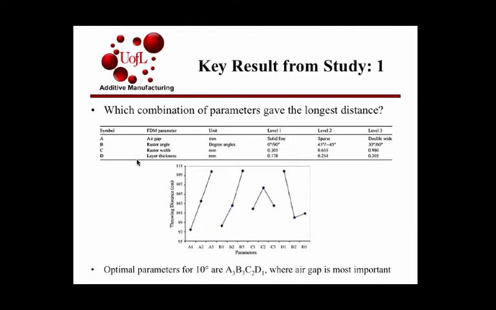And from this, they determined that the most optimal parameter combination was using air gap at level 3, raster angle at level 3, raster width at level 2, and then layer thickness at level 1. And they determined from this that the most important, or the most critical, parameter was air gap.